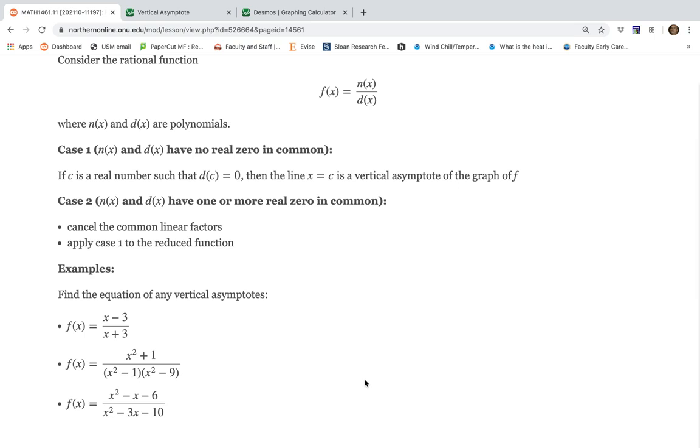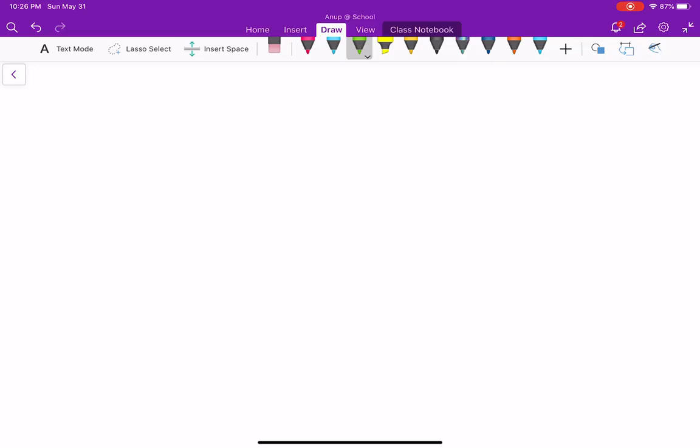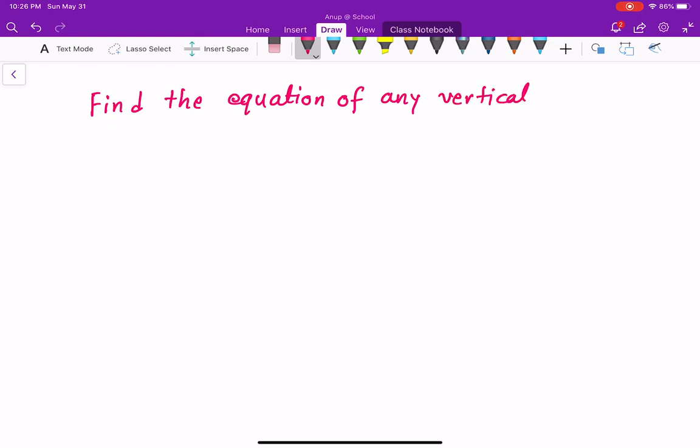All right, now let's see how to find the equation of any vertical asymptote.